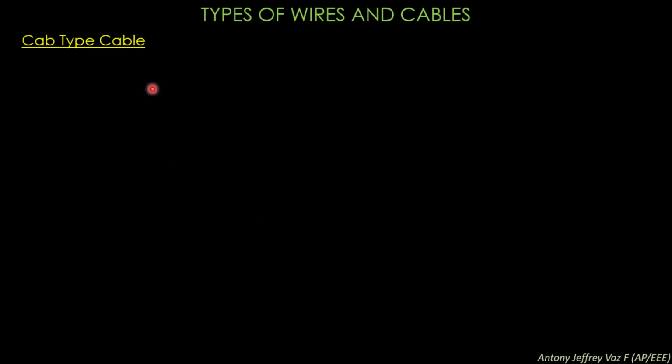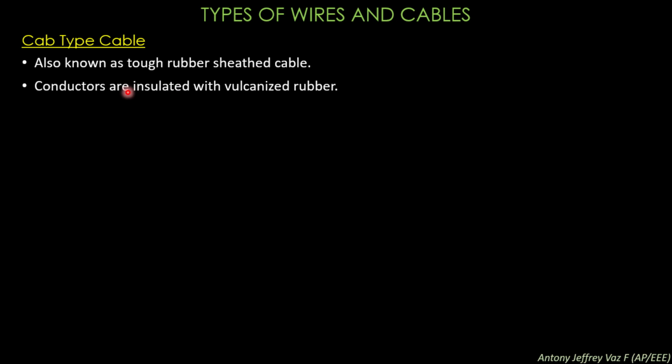The next type is the cab type cable. This cable is known as tough rubber sheathed cable. Conductors are insulated with vulcanized rubber. These cables are available in 1, 2 or 3 cores. So you can have 2 or 3 cores in a single cable, which represents that in a single cable you will be having 3 conductive wires which are being insulated from each other.